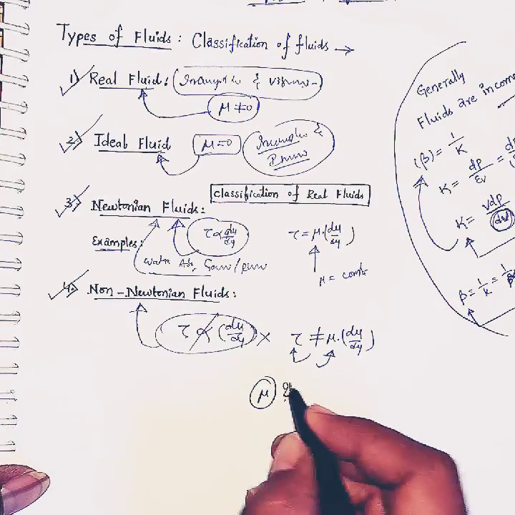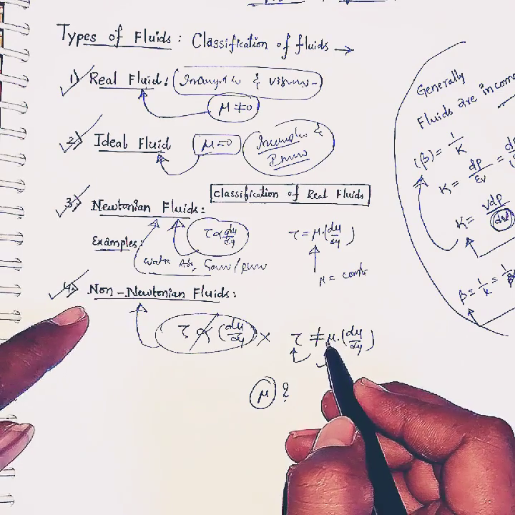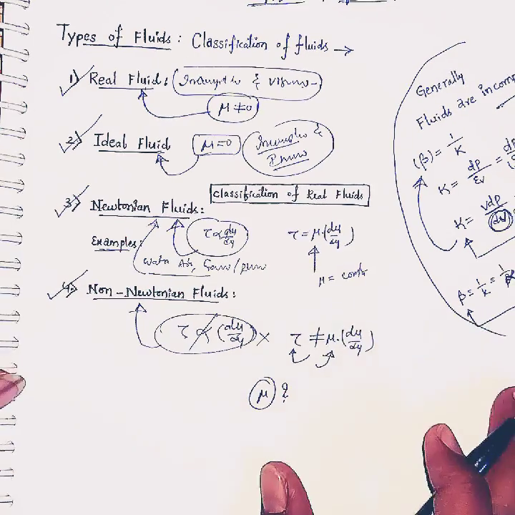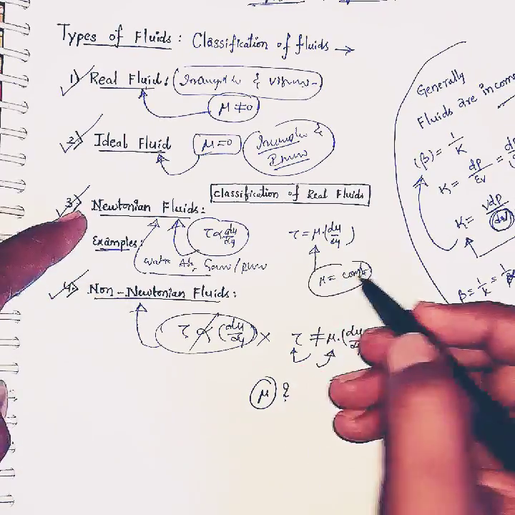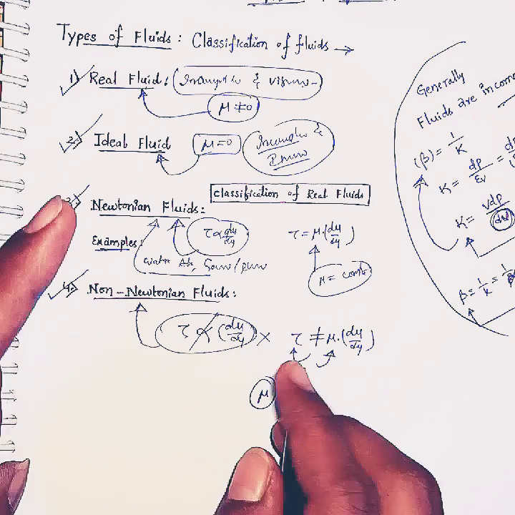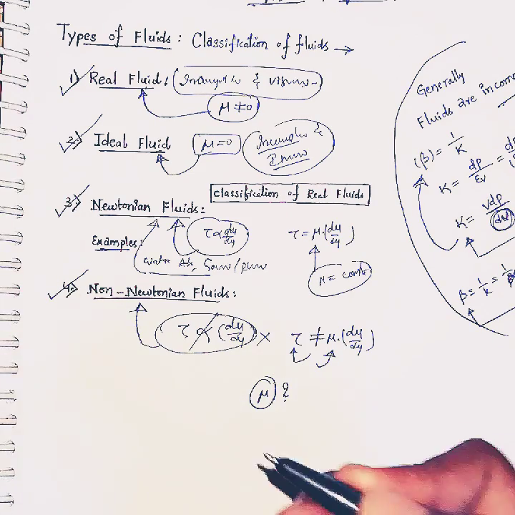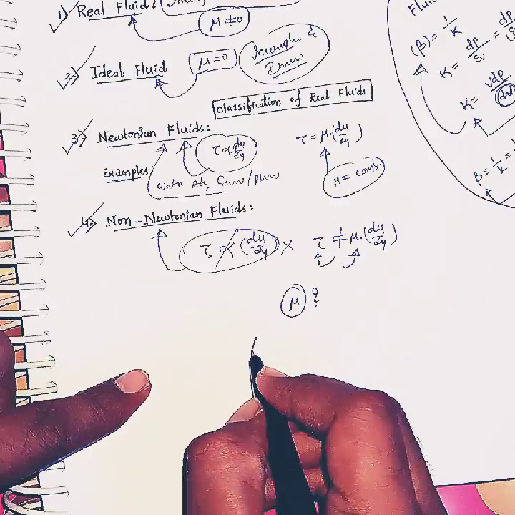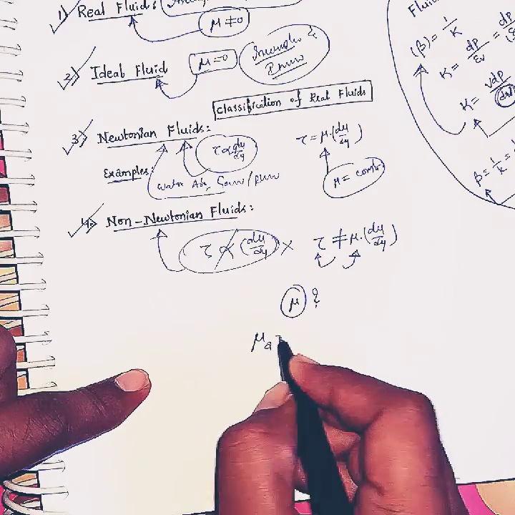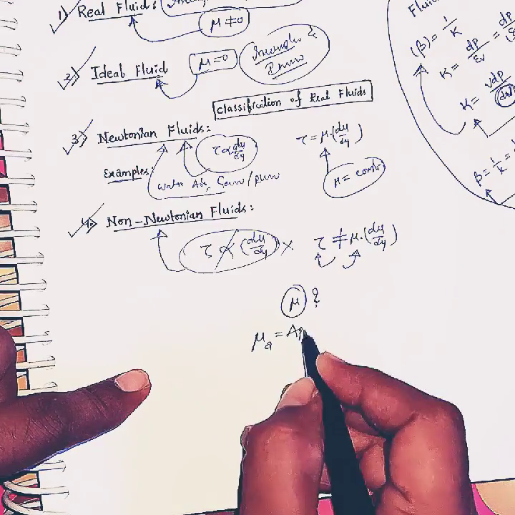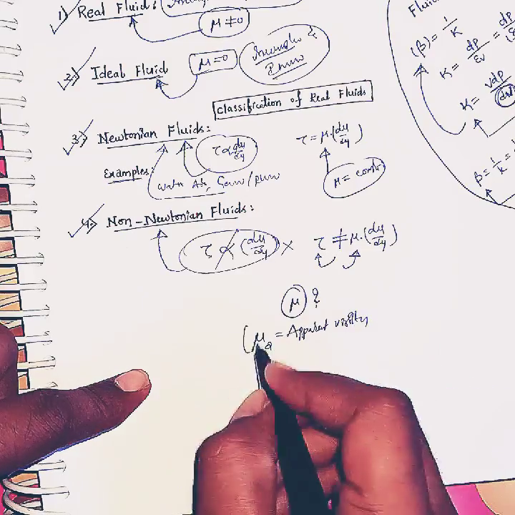Most of the students don't know, but they directly think that for non-Newtonian fluids also, mu is constant. But it is not correct. Mu is constant for Newtonian fluids, but mu is not constant for non-Newtonian fluids. It will vary based upon the type of the non-Newtonian fluid. For non-Newtonian fluids, we consider this viscosity as apparent viscosity, mu suffix a. Apparent viscosity. Please listen carefully. It is very, very important.